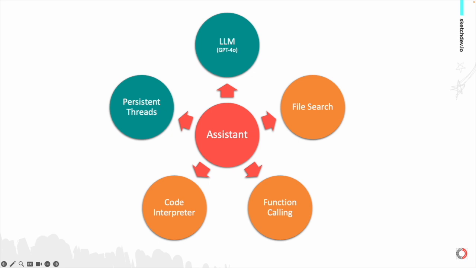Next is the code interpreter. This tool allows the AI to write its own Python code and run it in a sandbox environment. So it's useful for maybe math problems or use cases where you want to parse large amounts of data. And finally is persistent threads. This isn't a tool, but it's more of a feature. This allows you to have a long-running conversation with an AI and allows the AI to remember the context of that conversation.